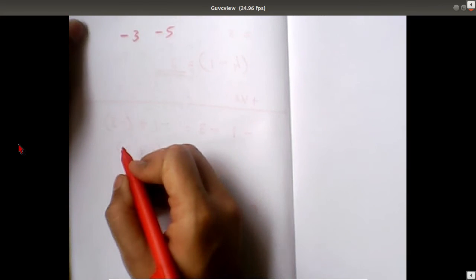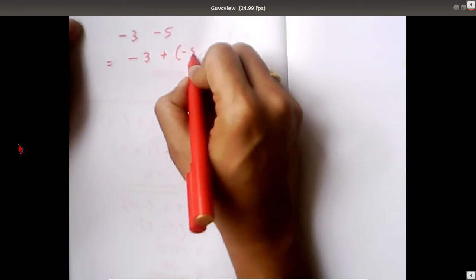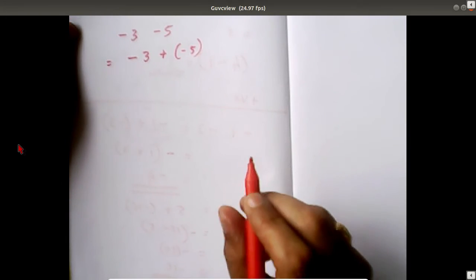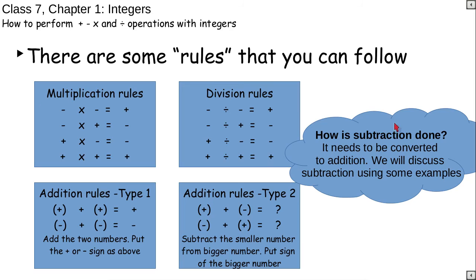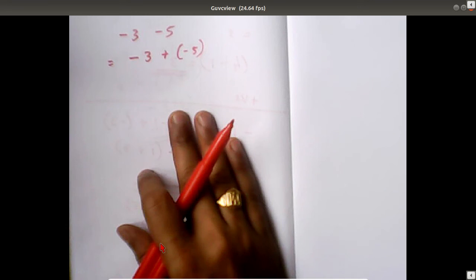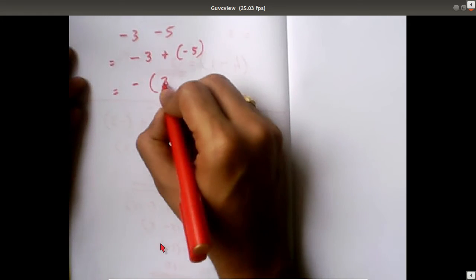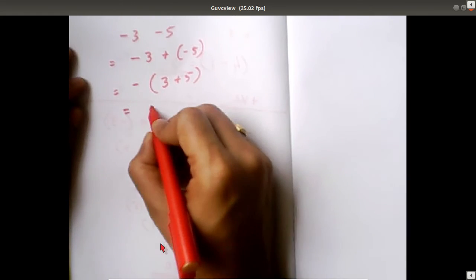Let us say we wanted to do minus 3 minus 5. Then how do we do this? We do this in the following way. We can write this as minus 3 plus of minus 5. And remember our addition rule. When you're adding two negative numbers, the result is a negative number. Add the two numbers, put the positive or the negative sign according to this rule. So you just have to add these two numbers. So the result will be minus of 3 plus 5, which is equal to minus 8.